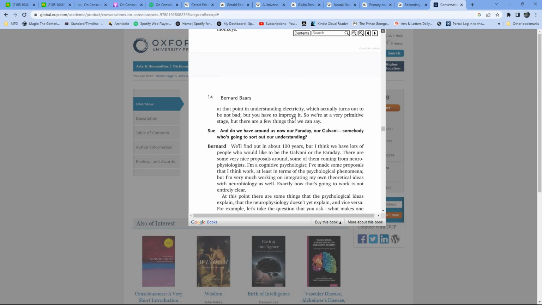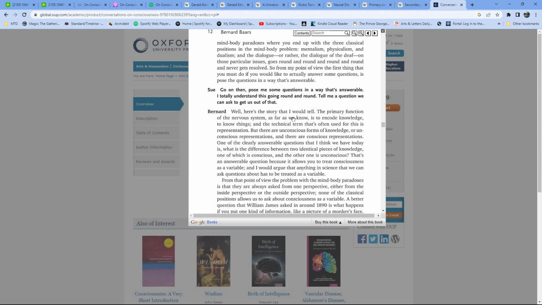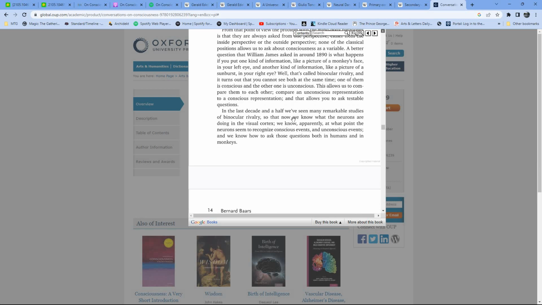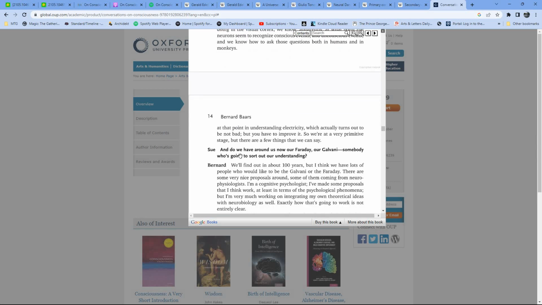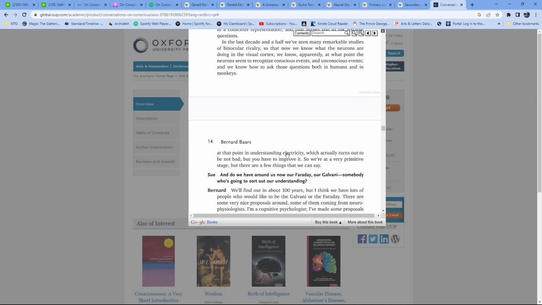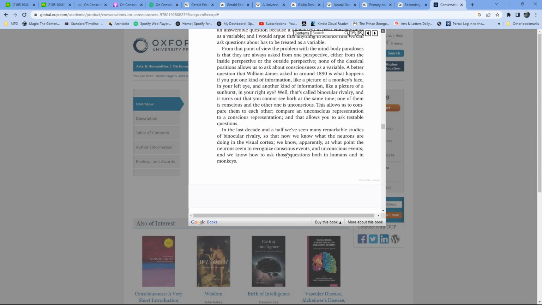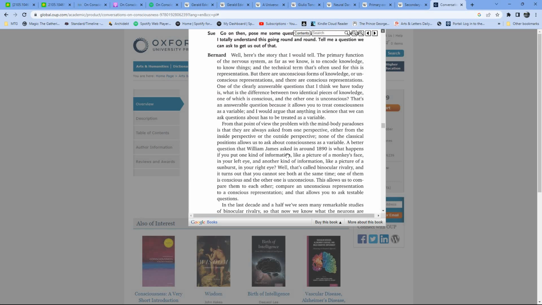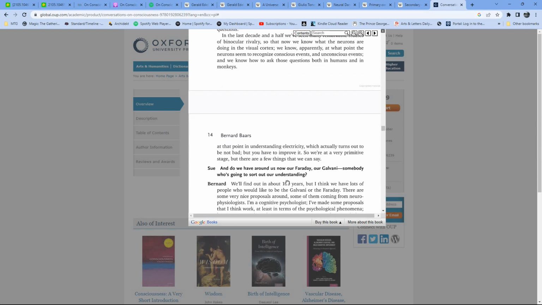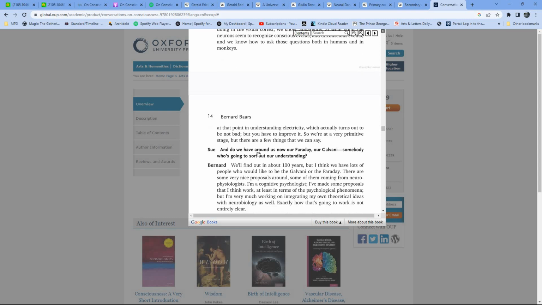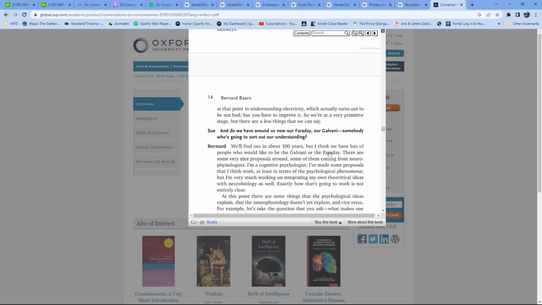And so she's asking the question about a comment made at that point about where we were in terms of understanding consciousness. And in the interview, Bernard Baars makes this point about people in other areas of science and certain things happening at certain points. I think she was asking, do we have around us an equivalent to Faraday or Galvani, somebody who is going to sort out our understanding? And Bernard Baars says, we'll find out in about 100 years.